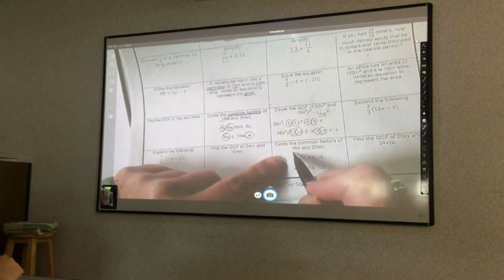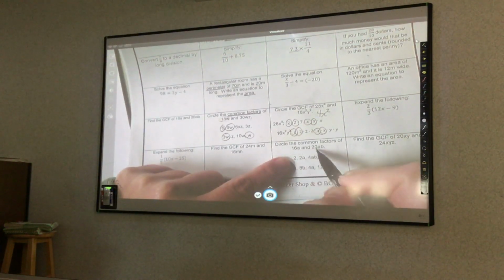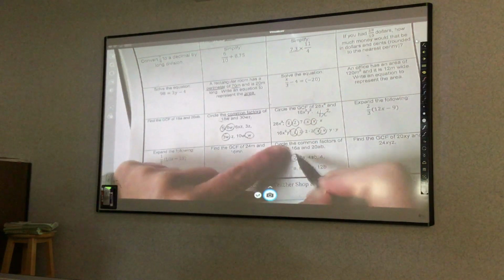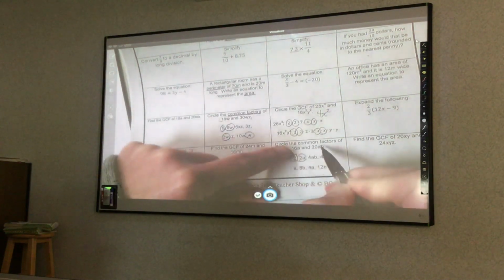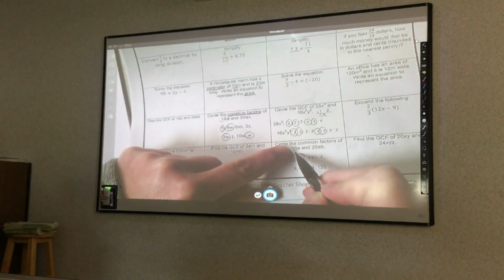Circle the common factors of 16a and 20ab. So can 16 and 20 be divided by 2? Yes. So I'm going to circle it. What about 2a? Yes, because they both have at least one a. What about b? No. Why doesn't b work? Because there isn't a b in the 16a.